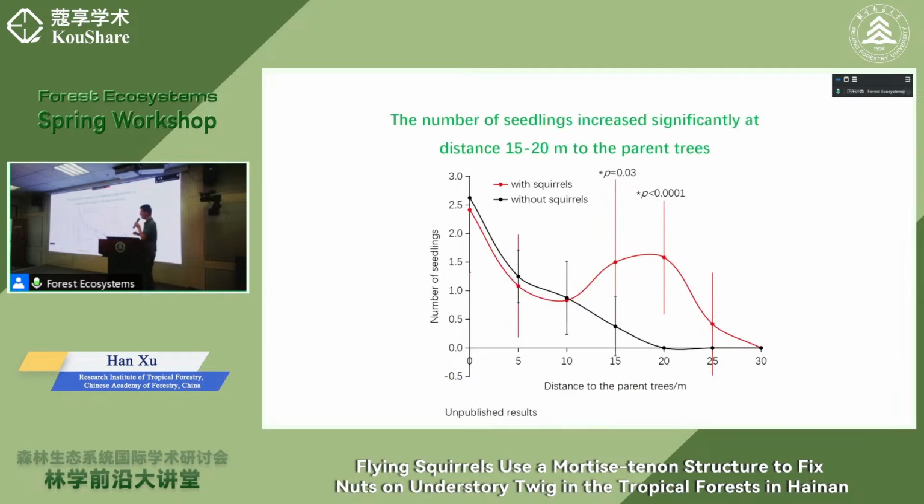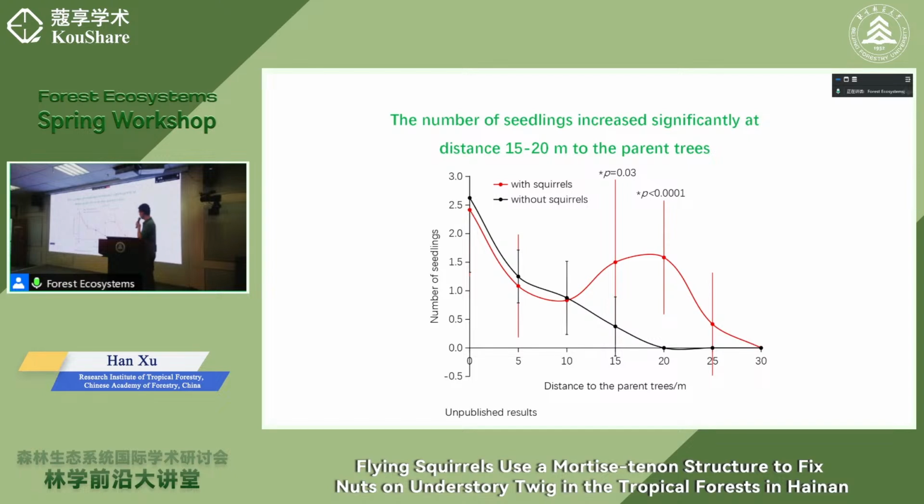We also studied how the number of seedlings of these two species germinate. We found that the number of seedlings increased significantly at a distance of 15 to 20 meters from the parent trees. This figure corresponds to the previous figure, because more seeds were moved far away from the parent trees. So there are more chances for the nuts to fall down and then germinate.